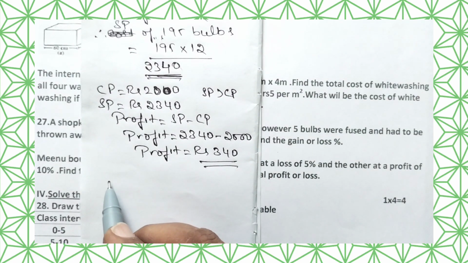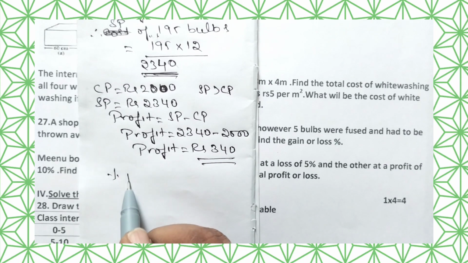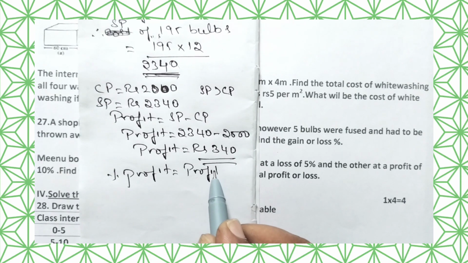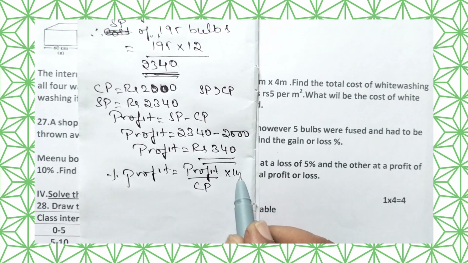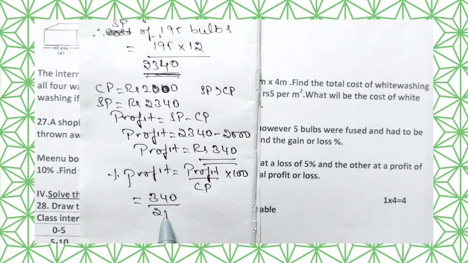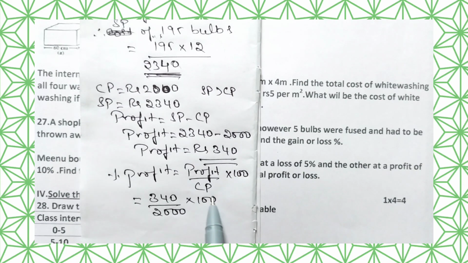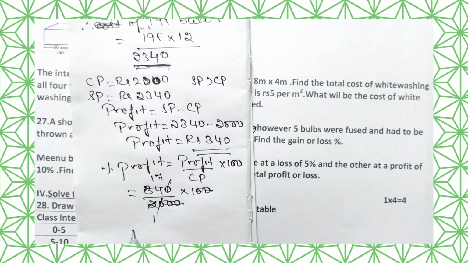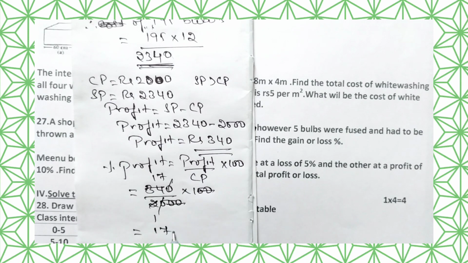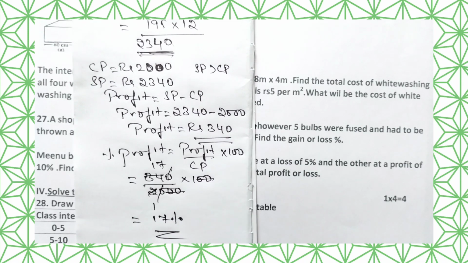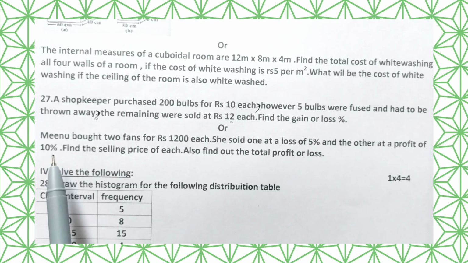But we require percentage profit. So percentage profit is equal to profit divided by CP into 100. That is 340 divided by 2000 into 100. So the 0s get cancelled, here 10 gets cancelled, 2 ones are 2, 2 sevens are 14. Therefore profit is equal to 17%. So we will get 17% profit. Now let us move to the next question.